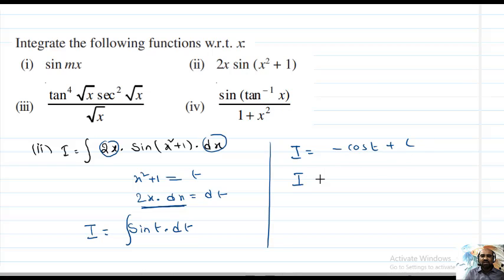So now I have finalized. I don't want t now, I want x. So instead of t, what can I write? x square plus 1: minus cos of x square plus 1, plus c. This is the answer for the problem. In this way, we need to use suitable substitutions.